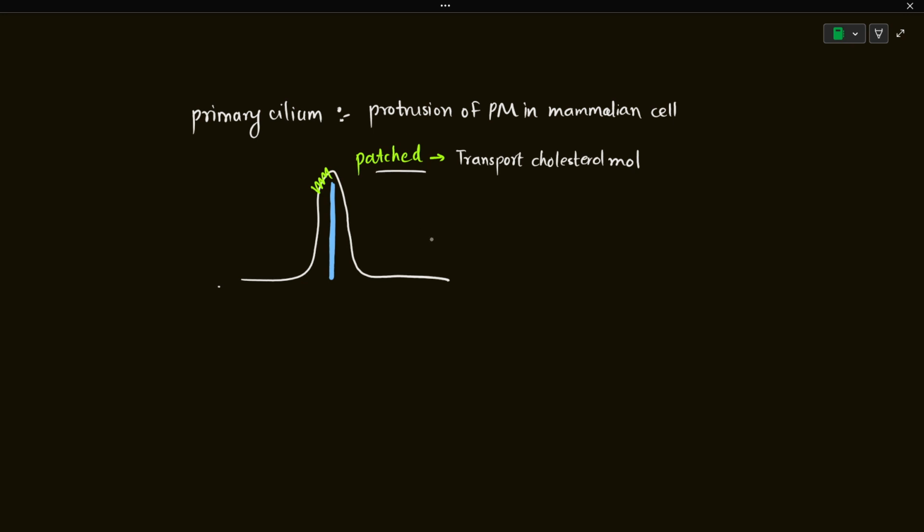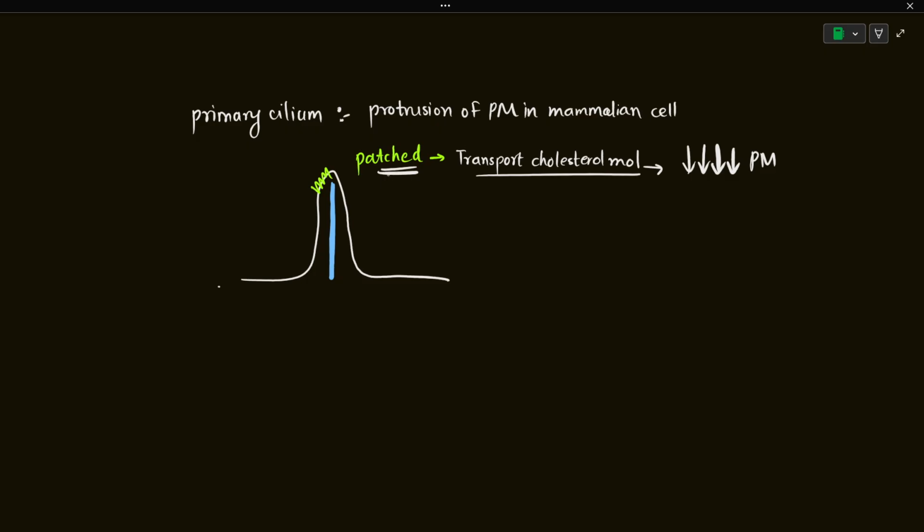This patched receptor, when it is in its activated form, opens the transport, it allows the transport of cholesterol molecules from the cell membrane either to the extracellular environment, or it can throw those cholesterol molecules into the endosomes. Okay, so in either case, what is the patched receptor doing? It is transporting the cholesterol molecules, which is going to decrease the concentration of cholesterol in the plasma membrane, over this ciliary part, over this primary cilium part. When does this happen? When the patched receptor is active.